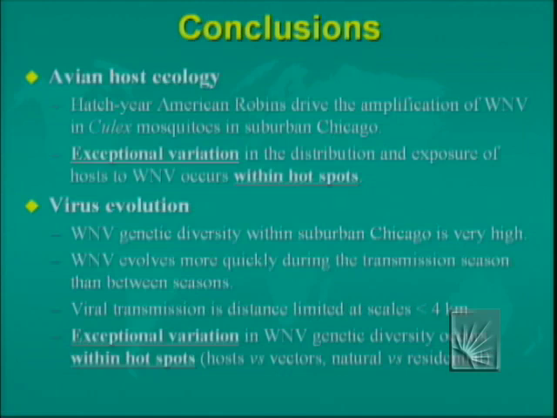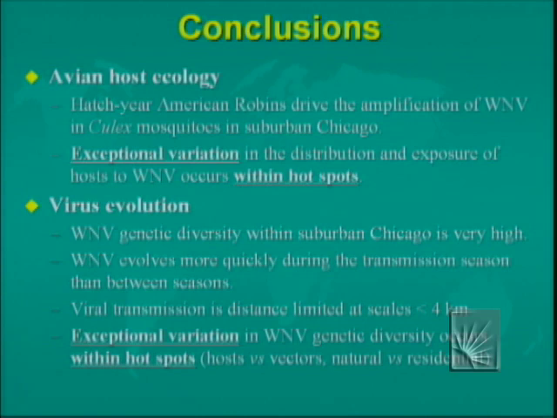If we look at the host ecology, again, the American robins that drive the amplification, the distribution and exposure was very different within the hotspots. And even if you talk about the evolution of the virus, the genetic diversity within suburban Chicago, within our study area, is incredibly high. In fact, the diversity in our study area is as high as the diversity in all of the United States. Now, we're not talking about any directed evolution or anything like that, but as far as diversity, it is striking.